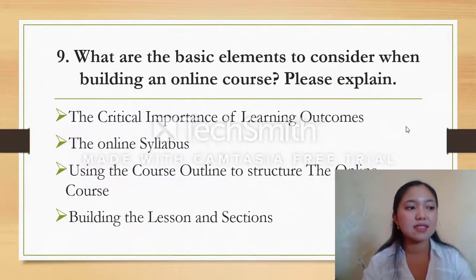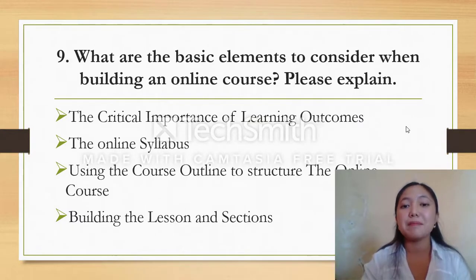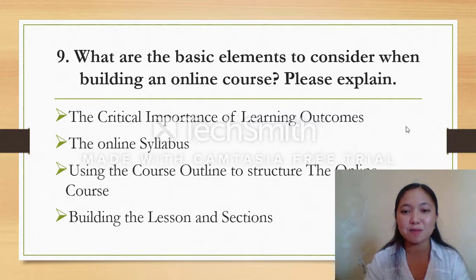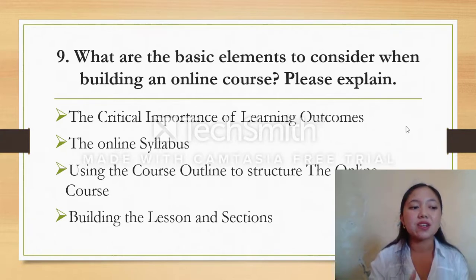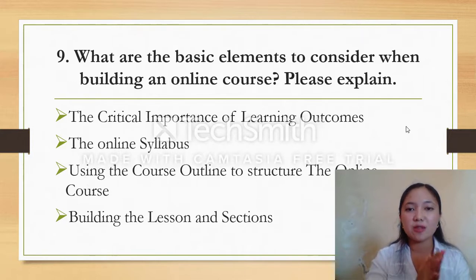And the next question is number 9. What are the basic elements to consider when building an online course? Please explain. The first basic element is the critical importance of learning outcomes. Learning outcomes are at the core of the process that helps courses and programs follow through on their promises. Thus, learning outcomes are generated at each stage in the process.